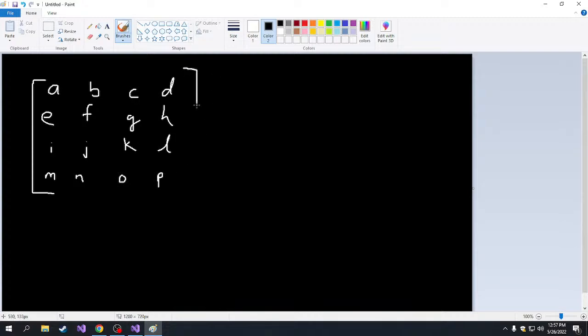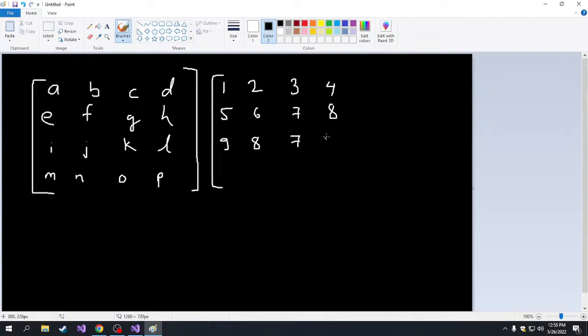Okay, we have one matrix, and we have a second matrix. If I write in my language, you guys will not understand, so I'll just do numbers. So 1, 2, 3, 4, 5, 6, 7, 8, 9, 8, 7, 6, 5, 4, 3, 2. Okay, cool. We have two nice matrices here.